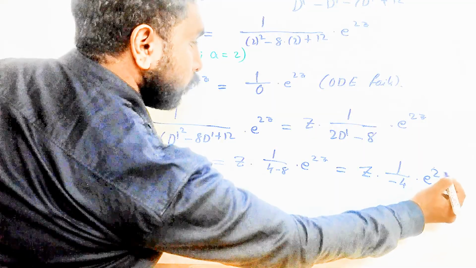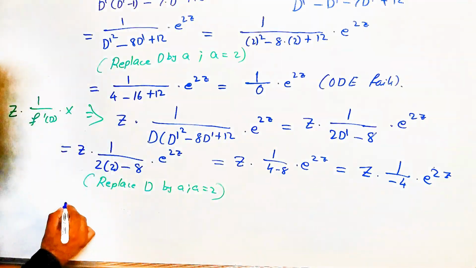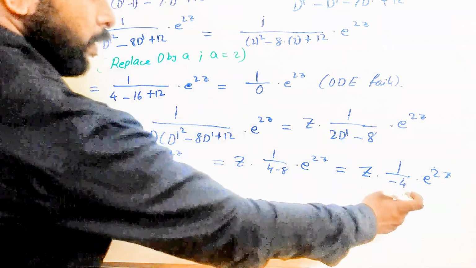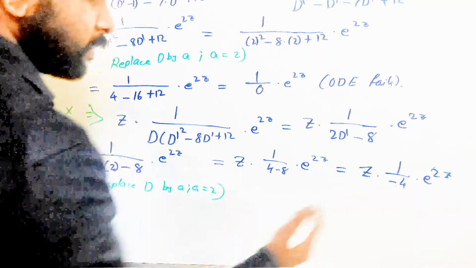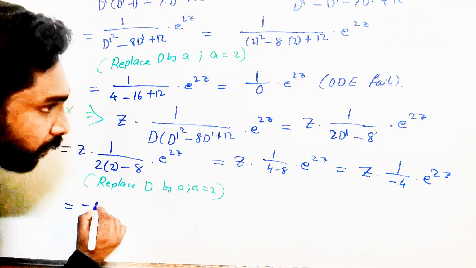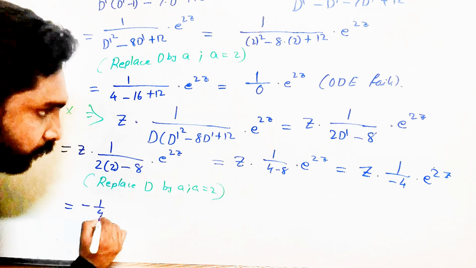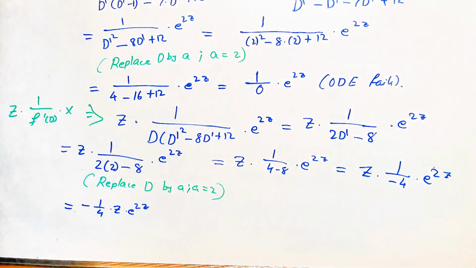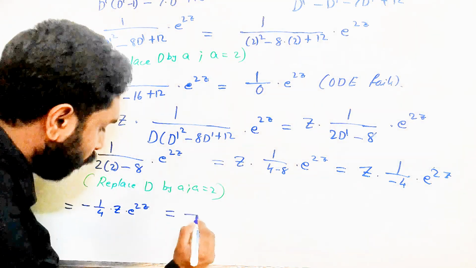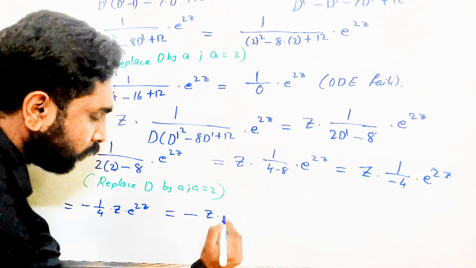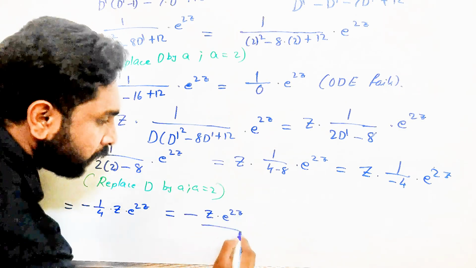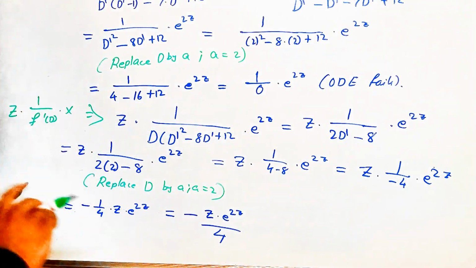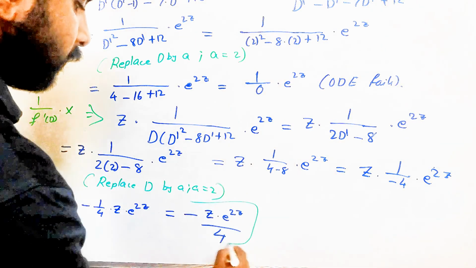That is equal to, as 1 by minus 4 is a constant term, I am taking it out first, minus 1 by 4 into z into e to the power of 2z. So this is the particular integral. I can also write this term as minus z into e to the power of 2z by 4. So this is the particular integral.